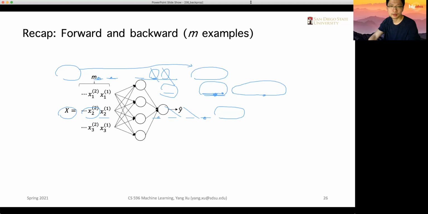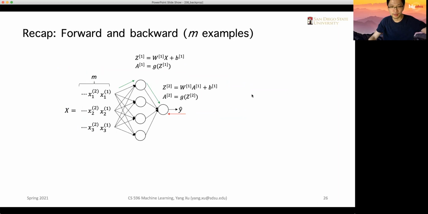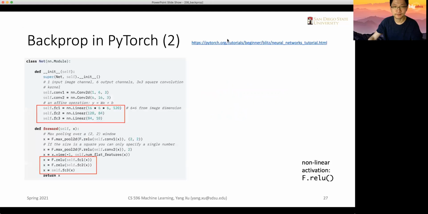Okay, so now let's just redraw the picture, but this time with multiple examples. It's more or less the same, right? Forward pass, second layer forward pass, backward pass, right? And second layer for backward pass. So these will be useful, I think, when you do the homework this time. All right.